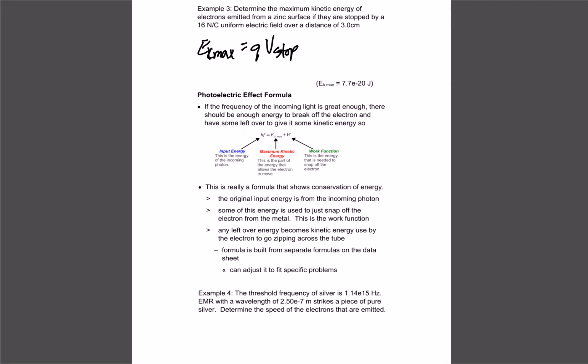So it says electrons from a zinc surface if they give us electric field and a distance. So the only thing we have to do with this, remember, voltage equals electric field. It's electric field equals voltage over distance, so voltage will equal electric field times distance. So we just have to do that in our formula. So our EK max would be charge of an electron times electric field, which is 16, and times our distance, so 0.03 in meters, and that gives us the total energy that those electrons have.